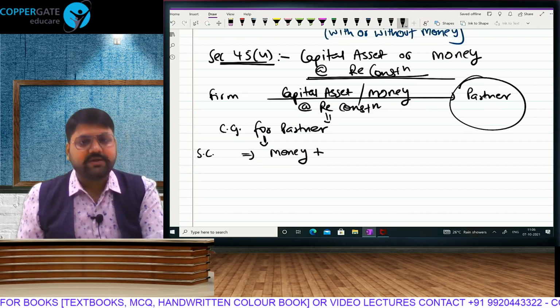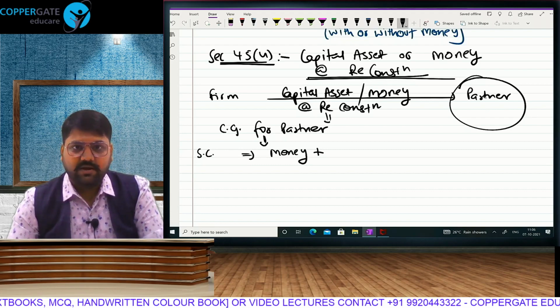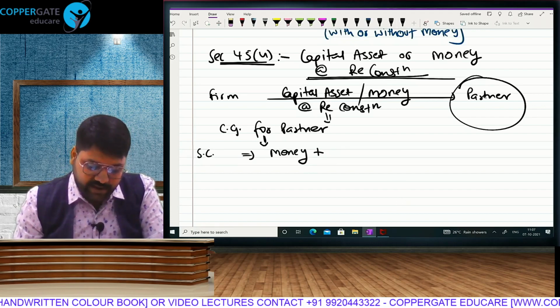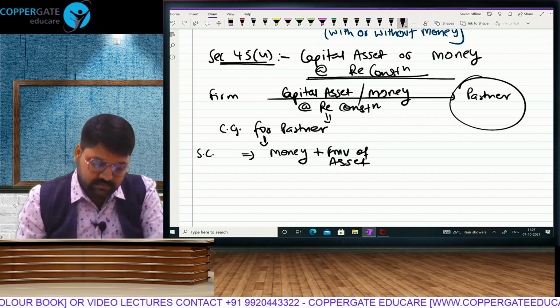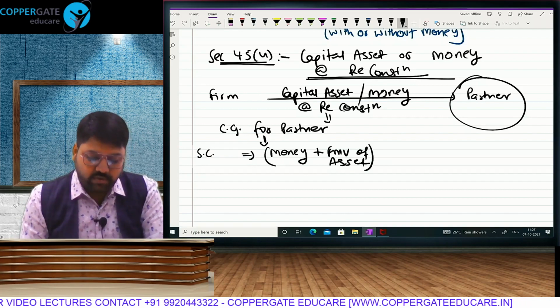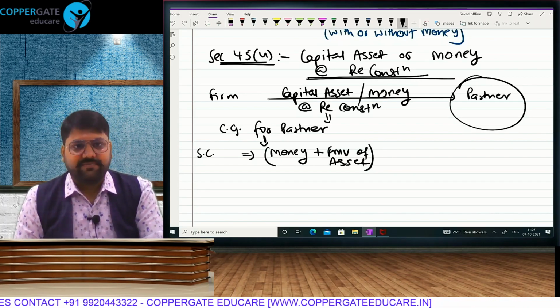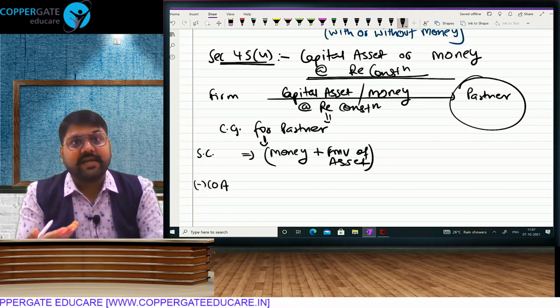Along with the money, what else are we possibly giving to the partner? So we will take fair market value of the asset. Money plus fair market value of the asset. That is going to be taken as sale consideration. Money plus fair market value of asset. And now what we will be subtracting from this? Because what is capital gain? Sale minus cost, no?